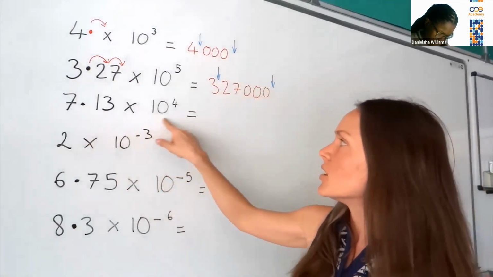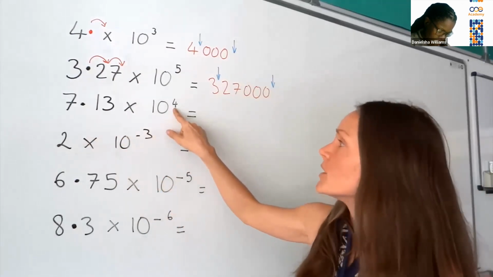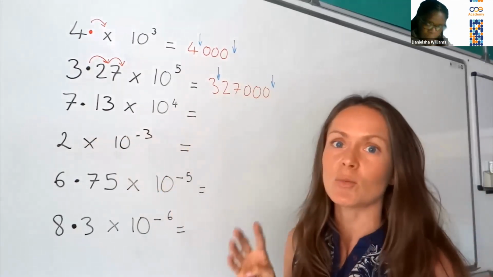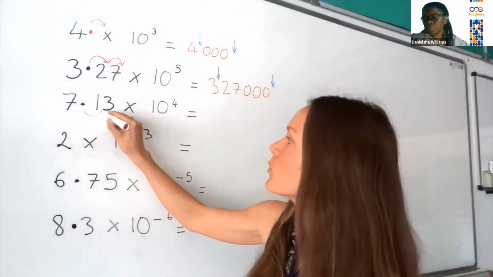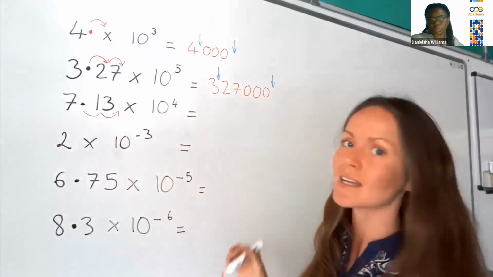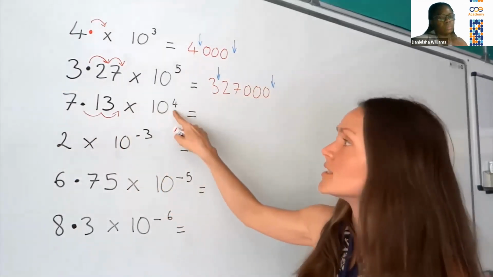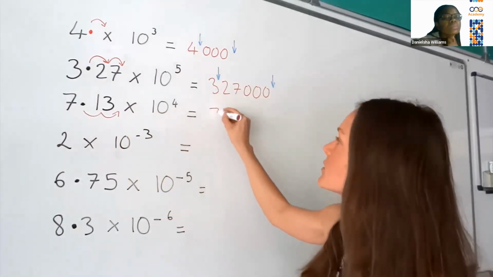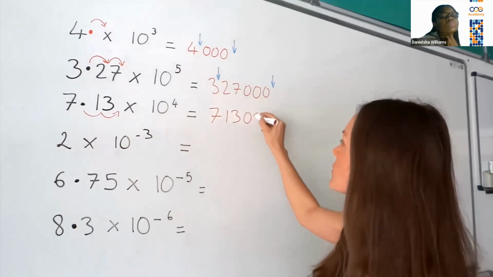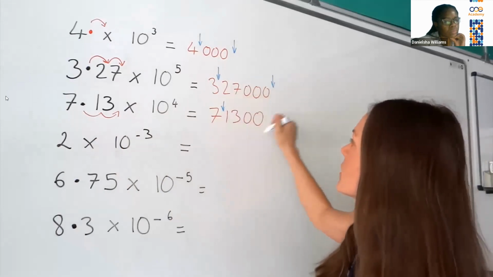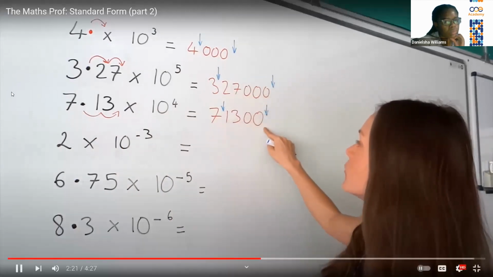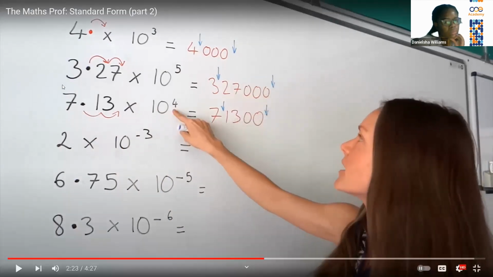Now, the last large number. The power is 4, so the decimal is going to move 4 places to the right. Again, there are 2 digits here, 1, 2, but I need to add 2 more zeros so that the decimal has moved 4 places. So 71300. Let's just do a check. The decimal used to be there, now it's there, and we've got 4 digits in between.